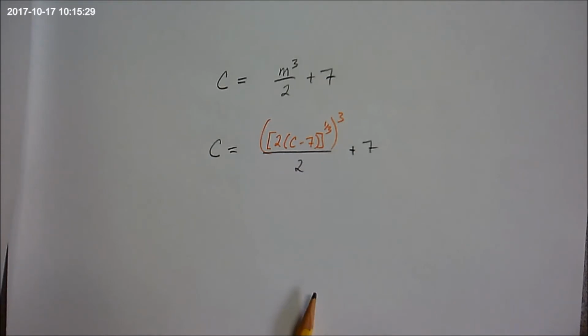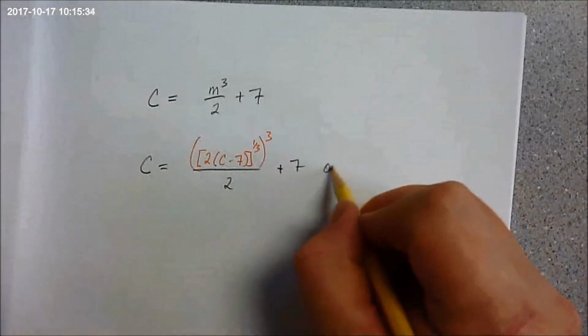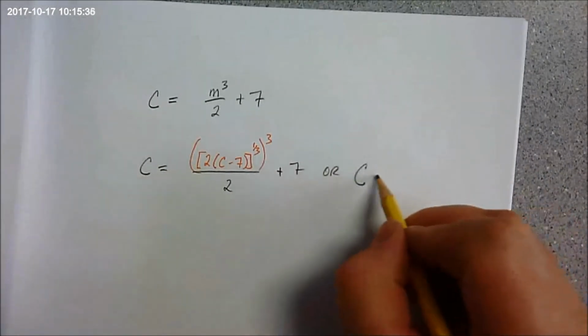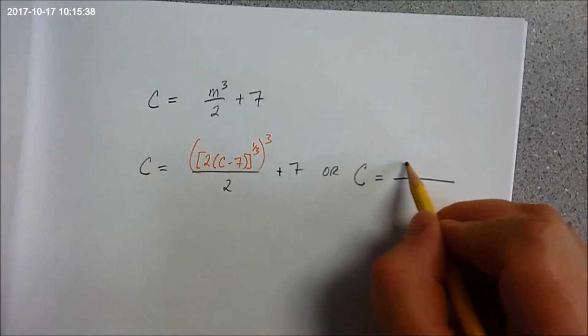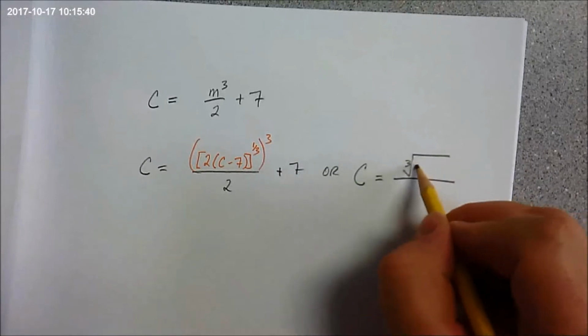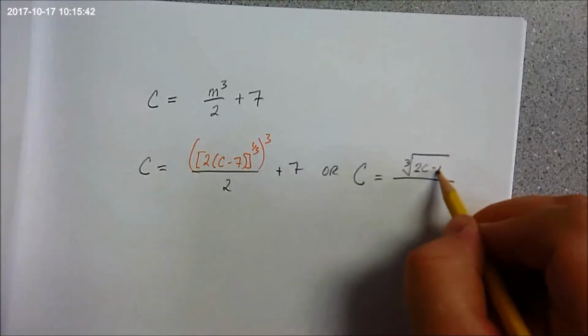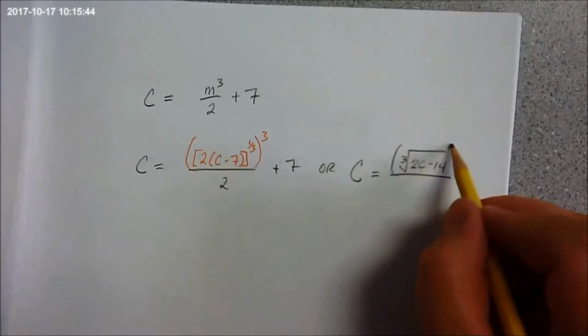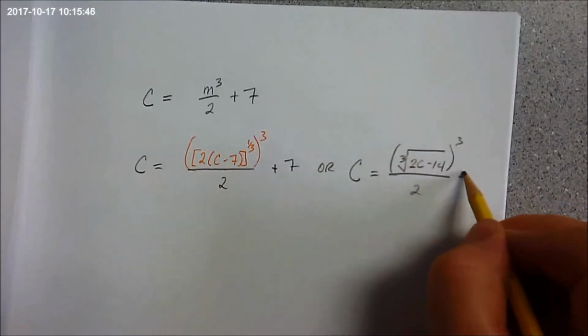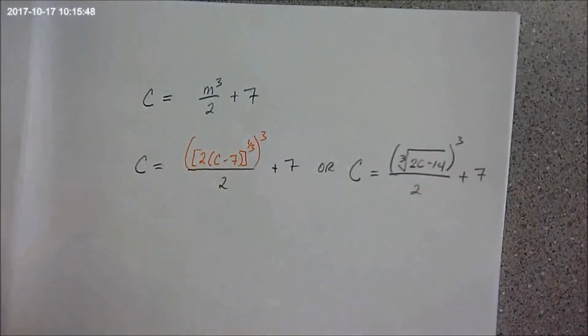What if you wrote it like in the square root? So if you wrote it like this, c equals the cube root of 2c minus 7, cubed over 2 plus 7. Yeah. That's fine too. That's probably even easier. Then to take the fraction now we could do. Hold on. Let's not get ahead yet.